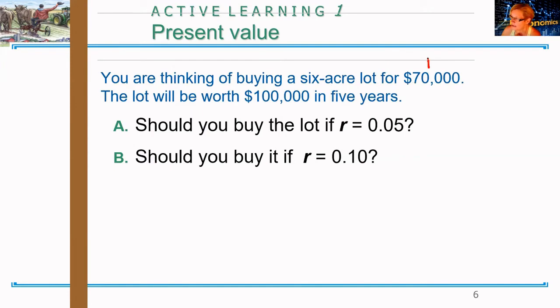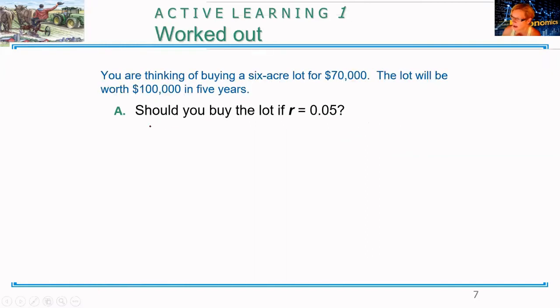So right now, our present value is $70,000. Our future value is 100,000. The N, or the time periods here, is 5. The interest rate, or the rate of return, is 5%. So let's go ahead and do A first. I'm going to advance the slide so I've got some workspace. So at 5%, again, our present value, our future value, and N equals 5. Interest rate is 5%.